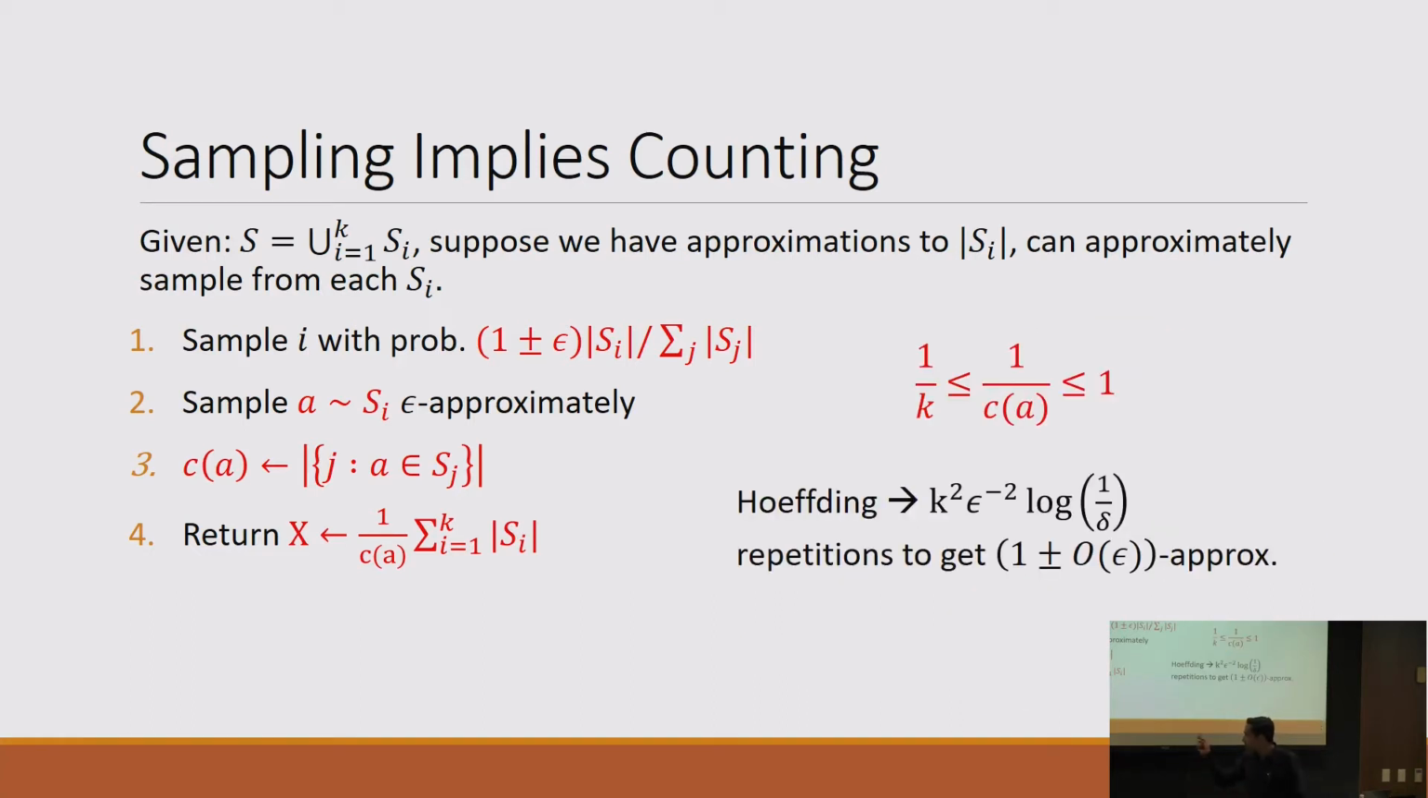Because this C(a) value is always at most the number of sets, 1 over C(a) is always at least 1 over k, and so I can apply standard Hoeffding bounds. If I do this enough times, polynomially many times, and take the average, I'll get a good estimate. Yep?